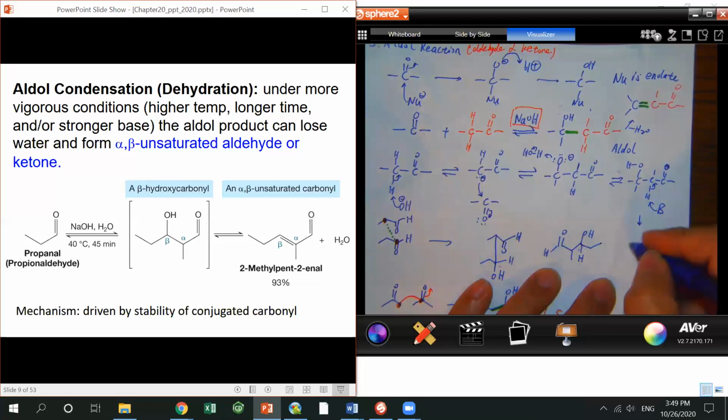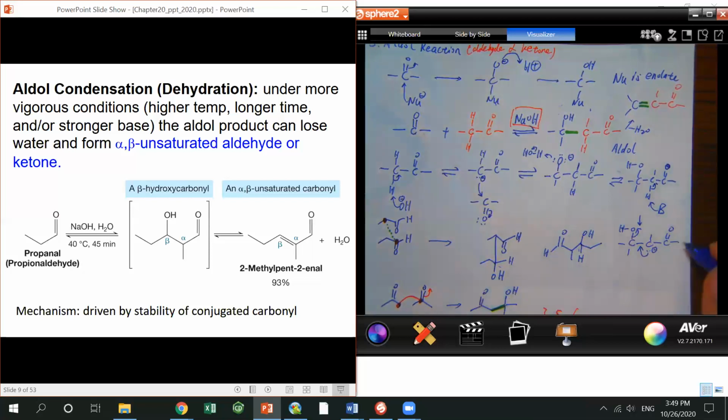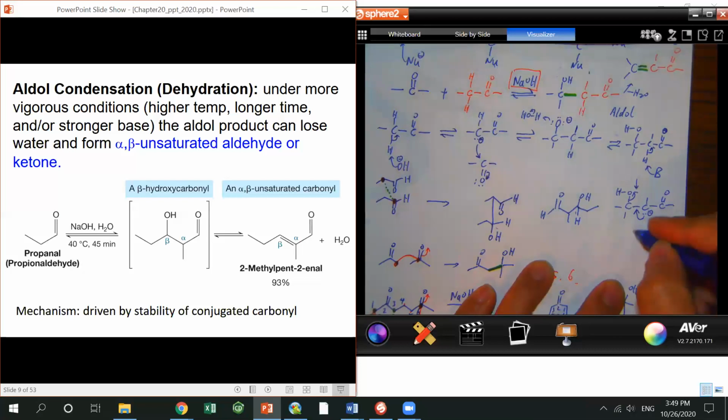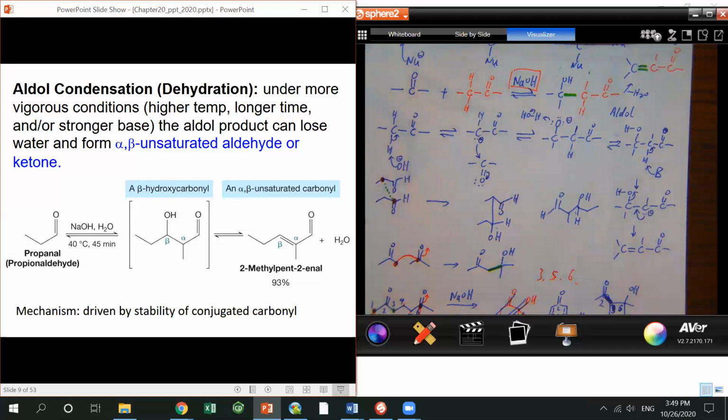From this step, it becomes irreversible. Then the lone pair electrons on the alpha carbon go back, kick off the OH, and give you the final alpha beta unsaturated ketone or aldehyde.